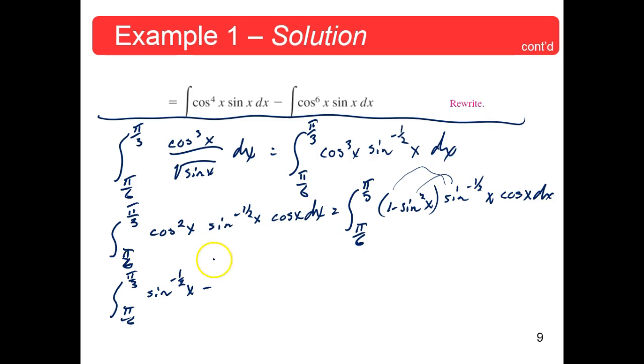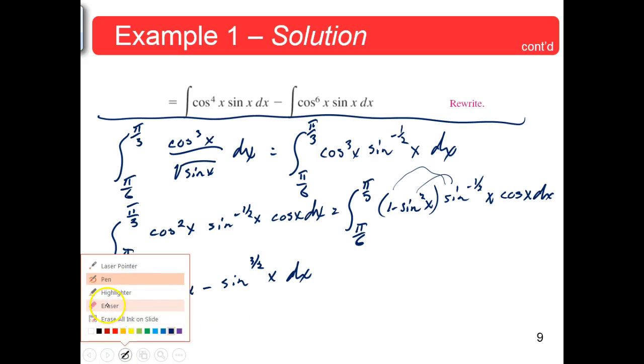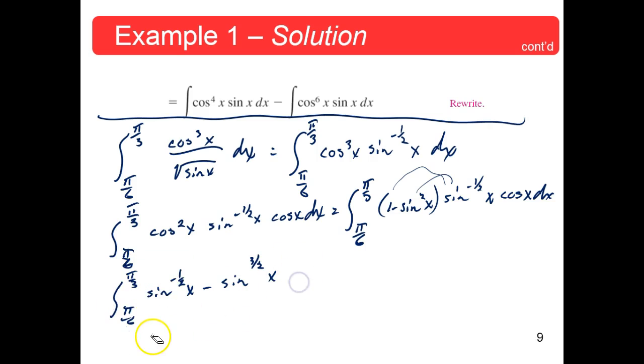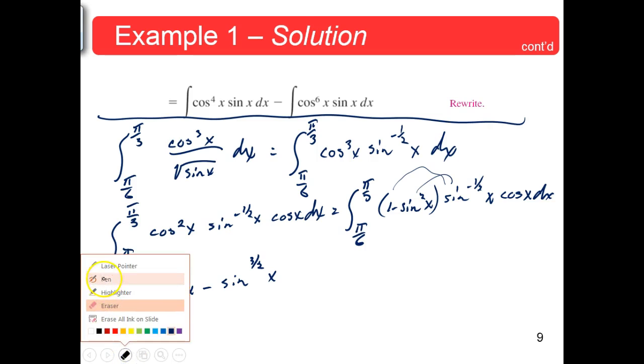Sine squared x and sine to the minus 1/2 x. What would that be? Sine of, and you say 1.5 x, so let's write that as 3/2 x. Is that okay? 1.5, 3/2. Okay. X dx. Oops. You just about let me mess it up. I forgot my cosine x dx.